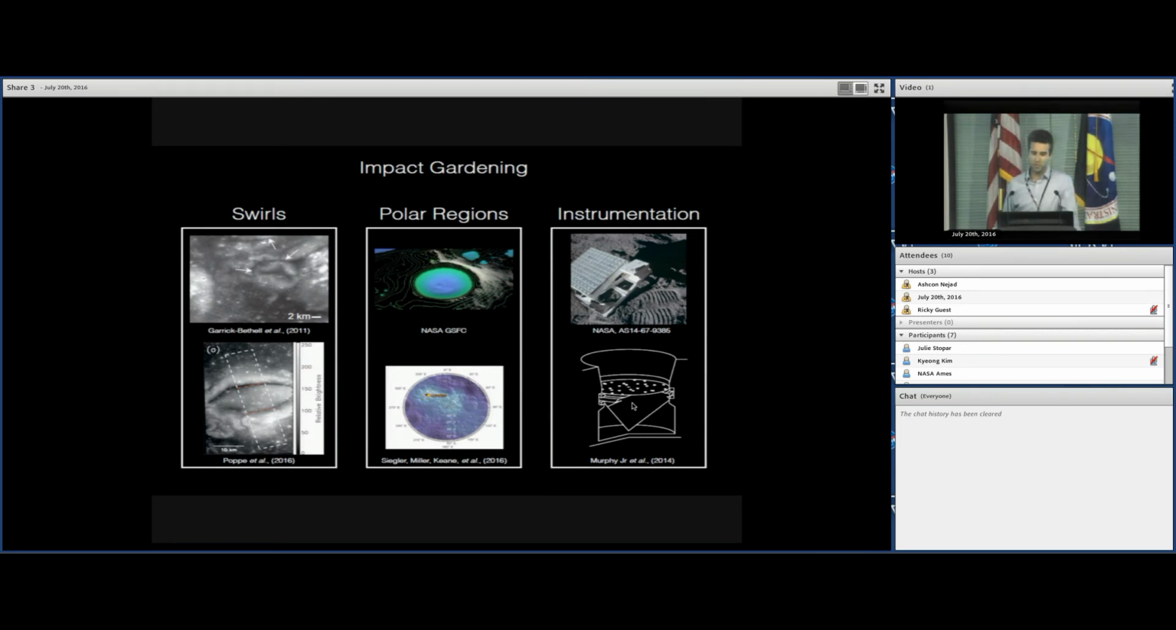And lastly, we've put instrumentation on the moon. So the lunar laser retroreflectors placed on the moon during the Apollo era have been noticed to significantly degrade. One interpretation of that is that it's covered by approximately 50%, possibly by dust. And so this somehow has to fit into our understanding of gardening and dust mobility at the lunar surface.